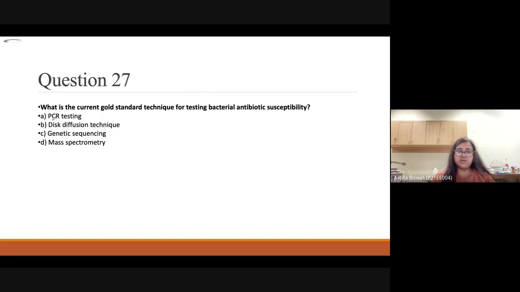Okay, so next, moving toward question number 27. What is the current gold standard technique for testing bacterial antibiotic susceptibility? First option is PCR testing. The second option is the disk diffusion technique. And the third option is genetic sequencing. And the fourth option is mass spectrometry. So the right option is option B, the disk diffusion technique.